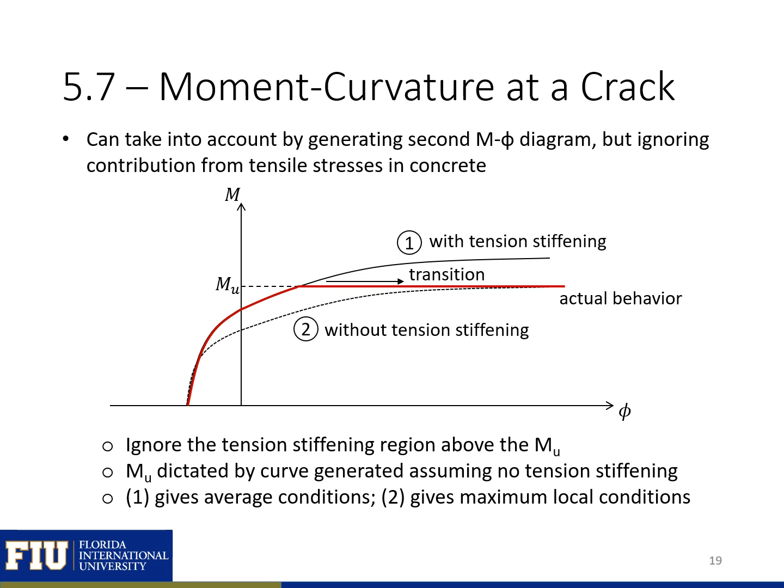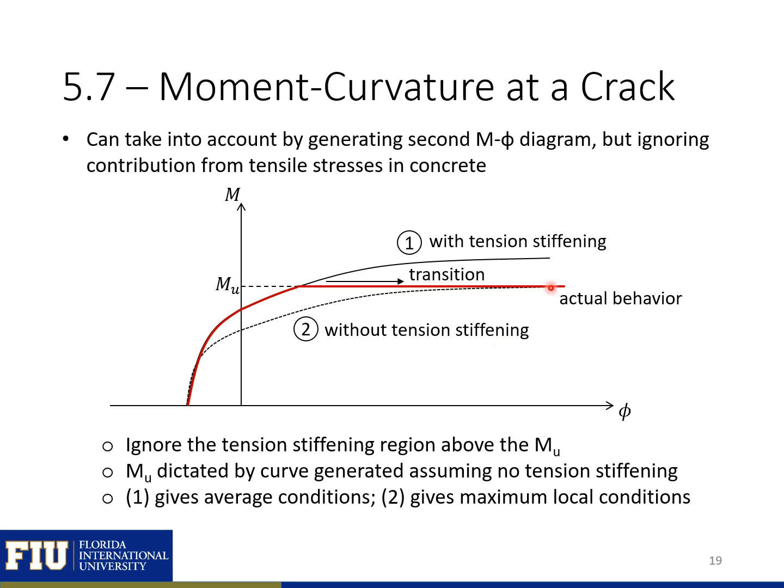We can determine this by comparing the curve without tension stiffening to the curve with tension stiffening. Here you can see this dotted line would be the moment curvature curve of a section without tension stiffening, and the solid line up here would be the curve with tension stiffening. Essentially, we need to impose an upper limit on our curve with tension stiffening equal to the maximum capacity without tension stiffening. You can see right here would be the maximum capacity of the section not including tension stiffening.